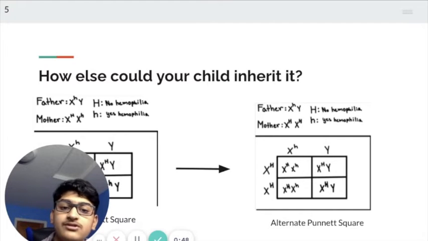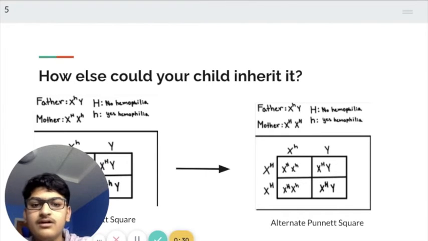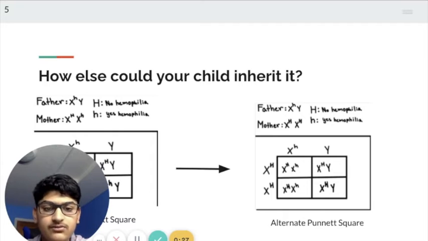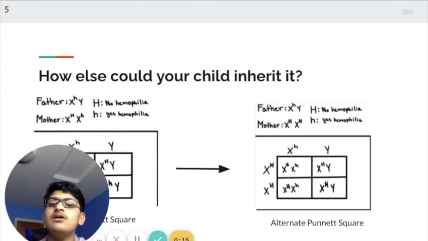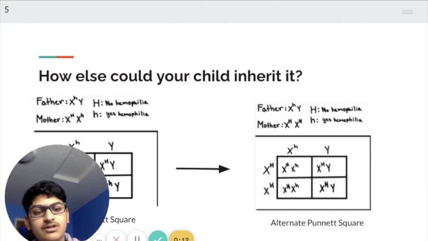Additionally, it's also important to understand how or how not your son would have inherited hemophilia. The mother's phenotype is that she does not have hemophilia. Since the mother does not have hemophilia, she could either be a carrier or not have it at all. If she was not a carrier of hemophilia, there would be no possible way for your son to inherit this genetic disorder. But if your son was actually born as a daughter, there would be a 100% chance that she would be a carrier, but she would not have hemophilia.